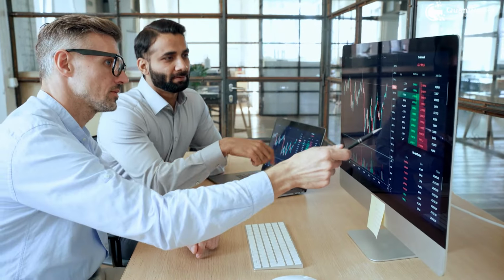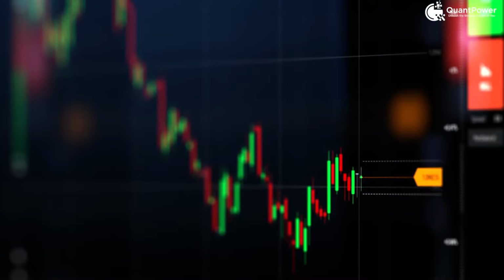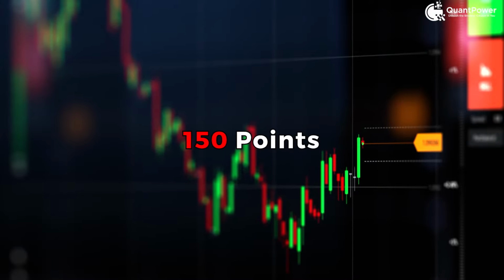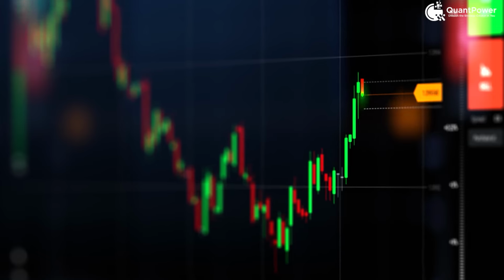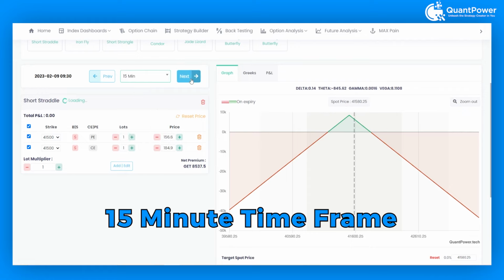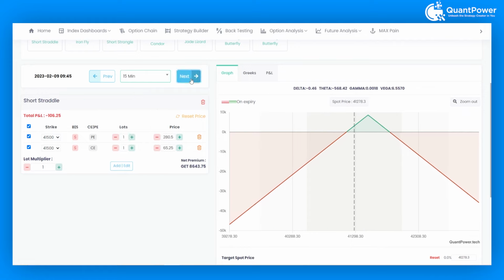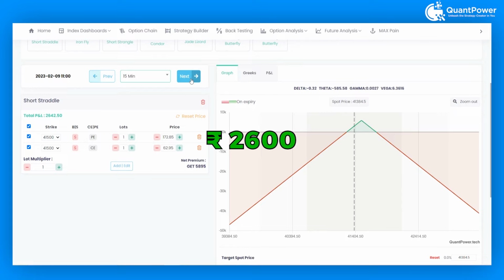We will adjust our trades whenever prices breach our levels and keep an eye on our stop loss of 150 points, which is 3750 rupees. Now, let's take a look at our trade in a 15-minute time frame. At 11 a.m., we are already seeing a profit of 2,600 rupees without any adjustments.